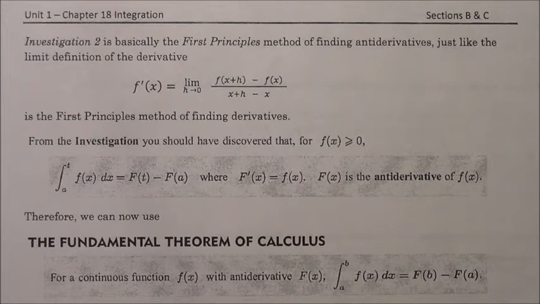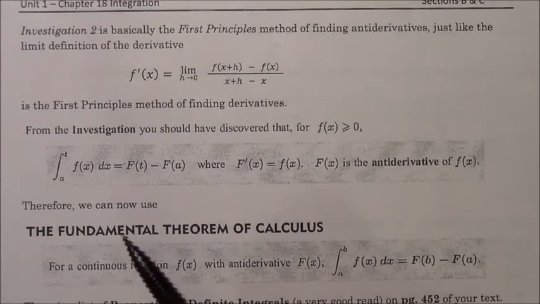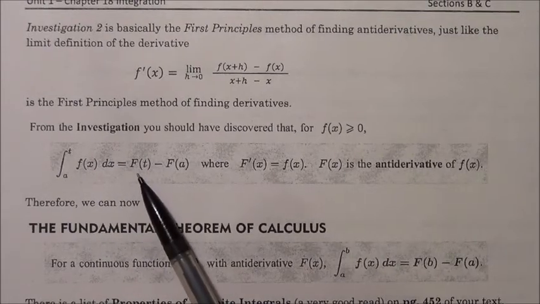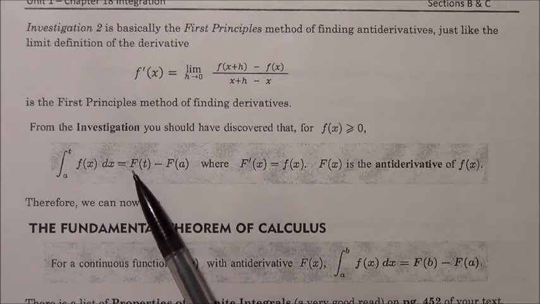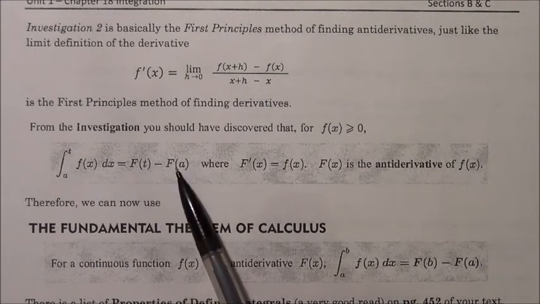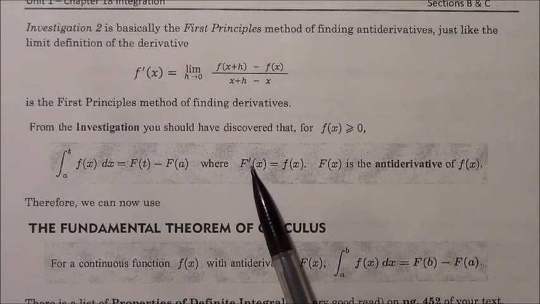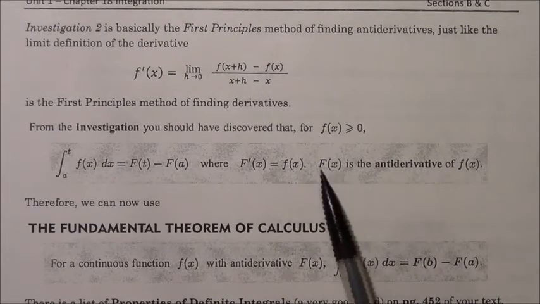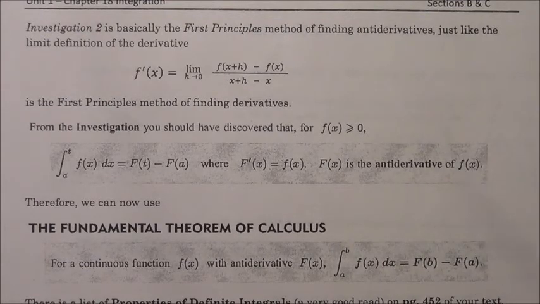Okay, so just what we found from the last examples through the investigation, that the integral, or the area under the curve, is the same as the capital F of t minus capital F of a. So the antiderivative of the function evaluated at t minus that evaluated at a, where the derivative of that capital F of x is just the function f of x.